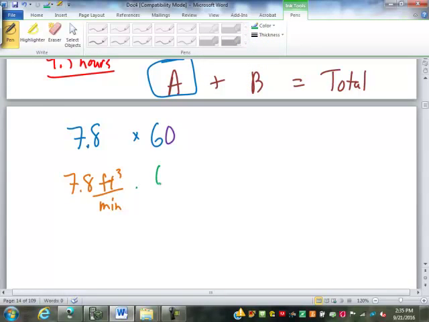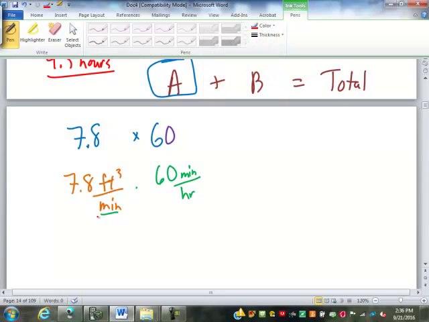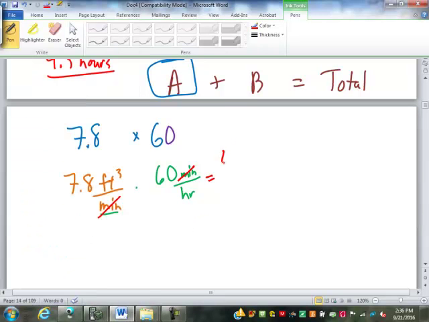The 6 is in hours. That does not match up with our minutes. So we have to do something to turn it into hours first. So if we do this, 60 minutes in 1 hour, 60 minutes per hour, what that does for us is it converts this from cubic feet per minute to now cubic feet per hour. 7.8 times 60 is 468. This is now cubic feet per hour. Are we done yet?